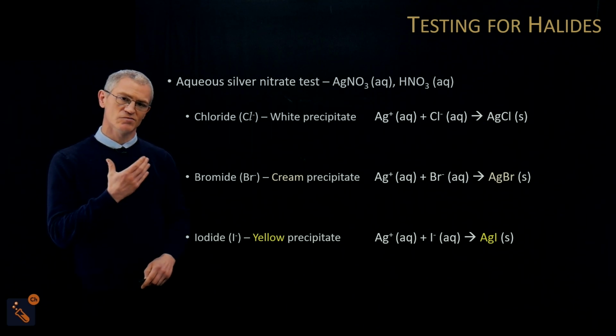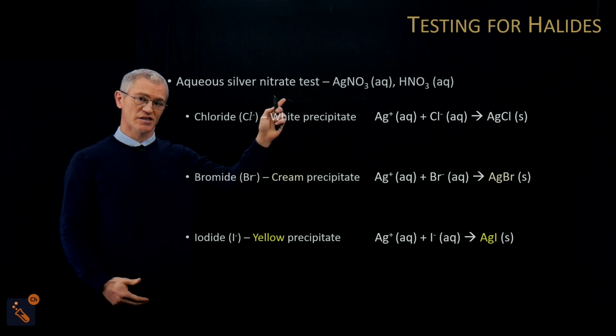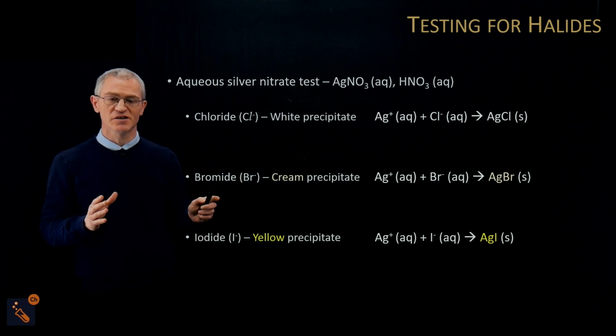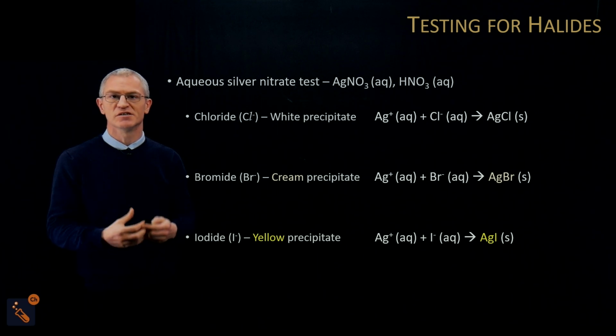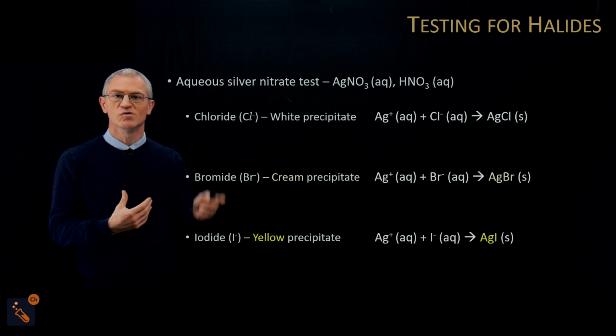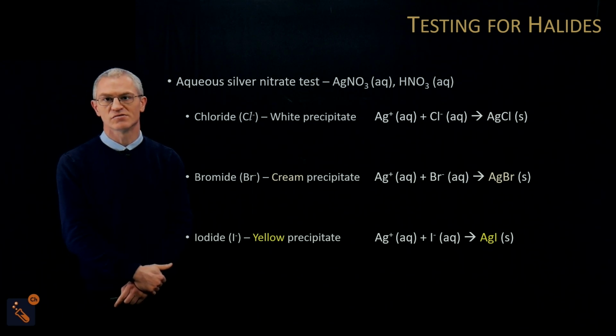What is really important also is that you add the nitric acid to get rid of carbonates. If you have a carbonate in there, then the acid will react with the carbonates, because a lot of carbonates are white, the same colour as these precipitates, and therefore could make your result invalid.